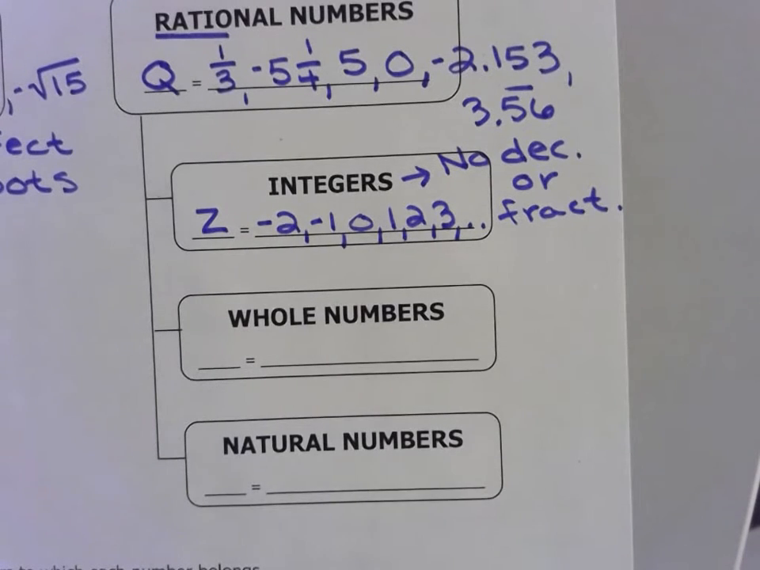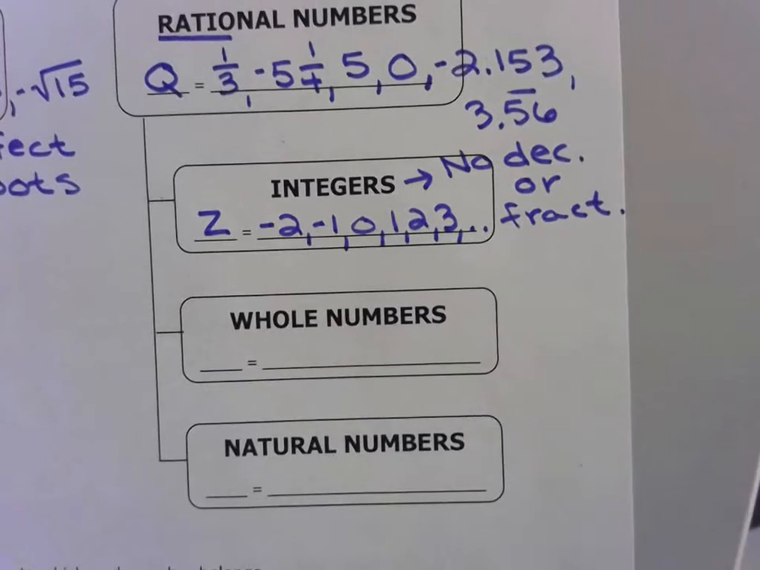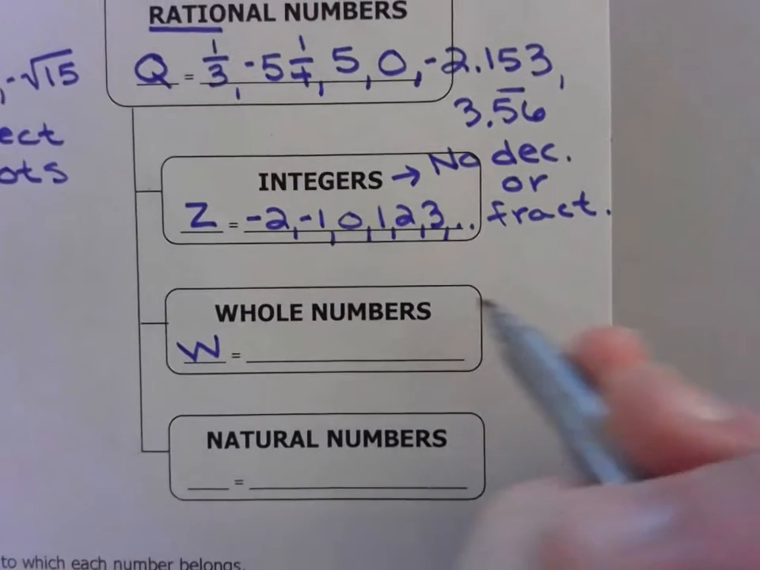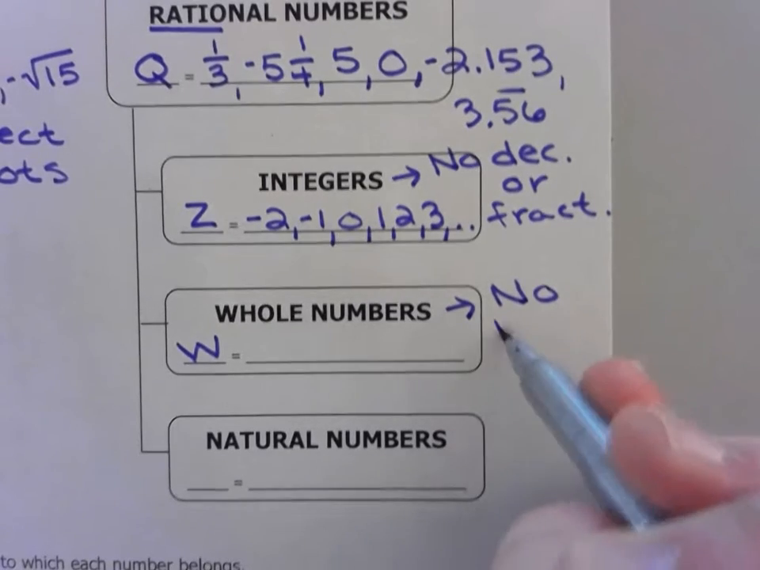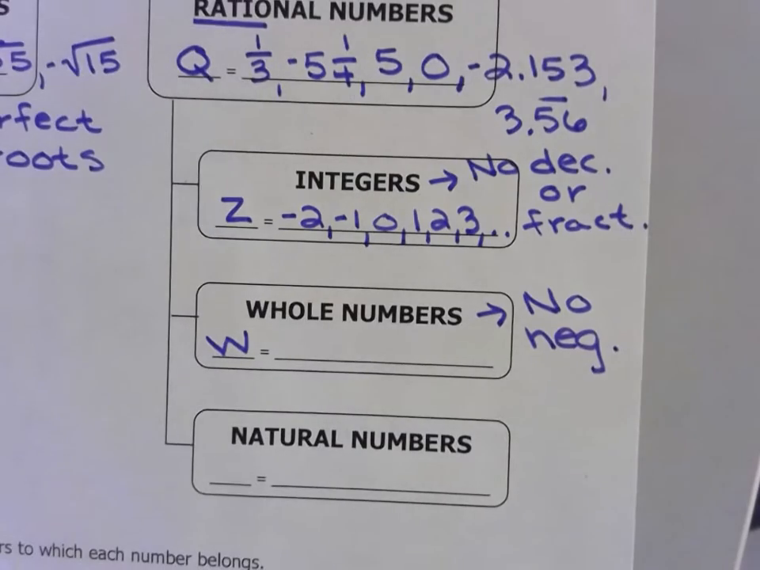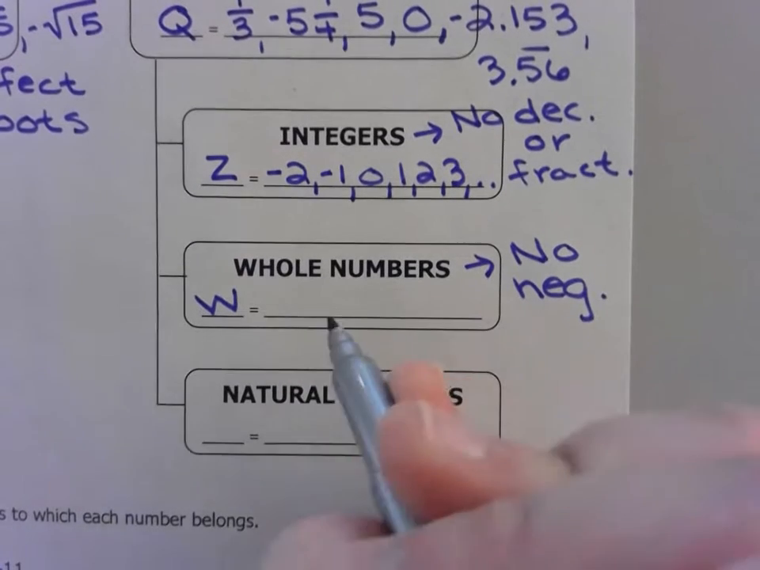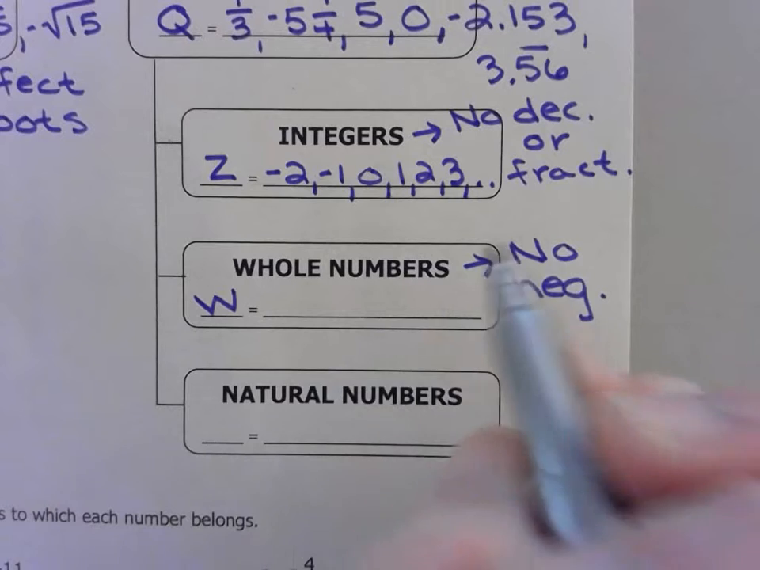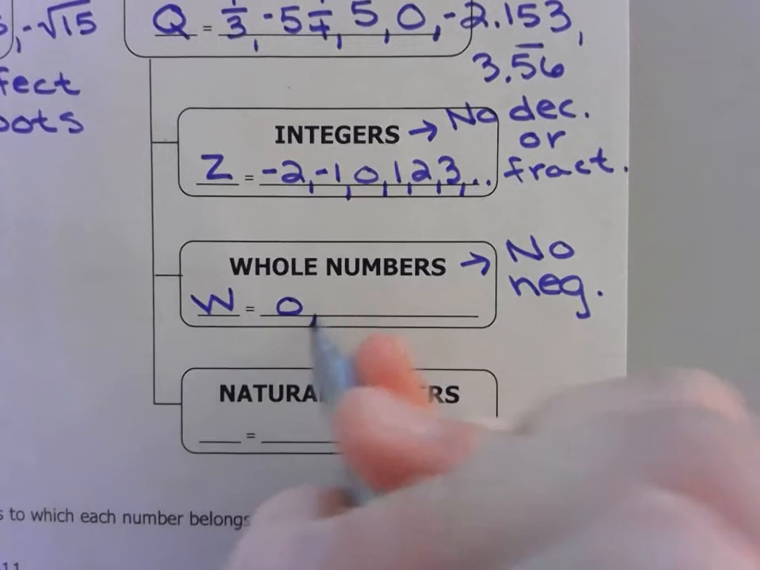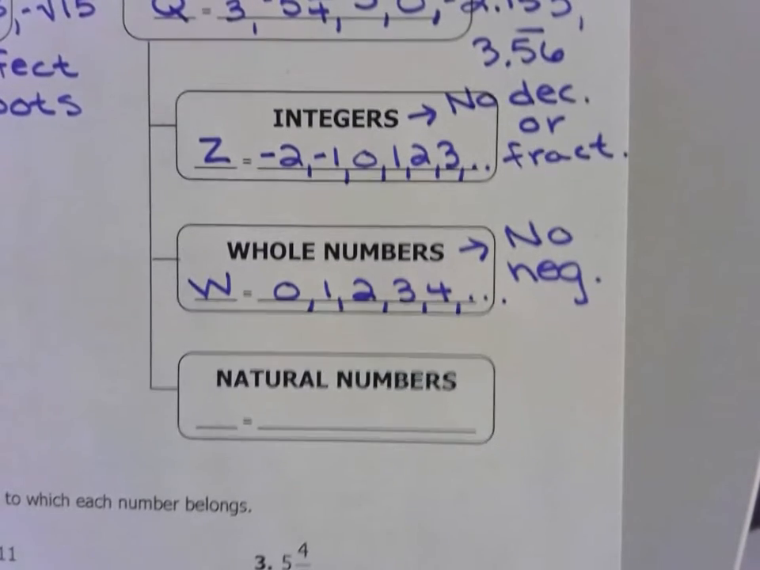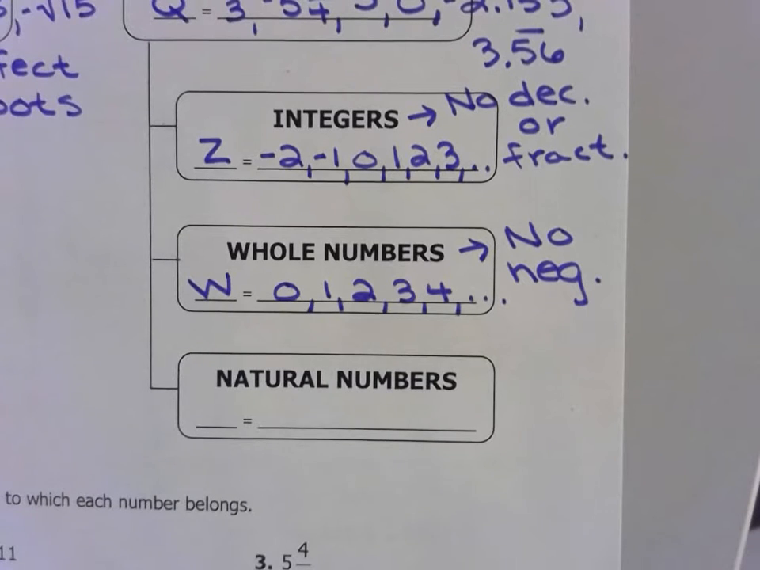We can take it one step further and ask, which integers are whole numbers? We represent whole numbers with a W. Whole numbers are integers that have one characteristic: they have no negatives. So whole numbers are non-negative integers. So what would be whole numbers? They're the non-negative integers. Don't forget 0. 0, 1, 2, 3, 4, and so on. A whole number has the same characteristics as an integer, except you cannot have a negative number.